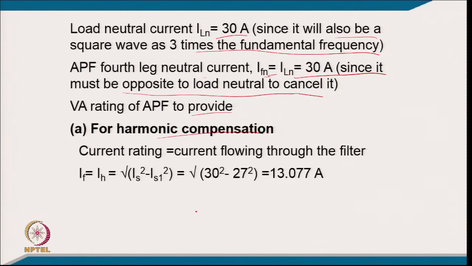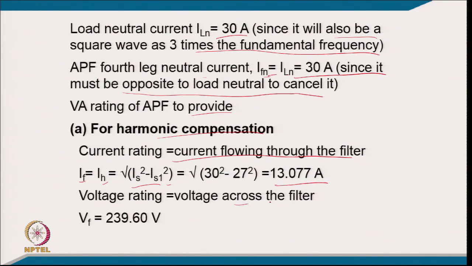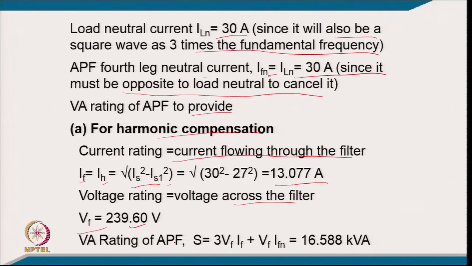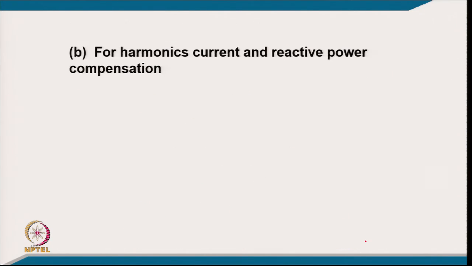The VA rating of the active power filter for harmonic compensation: the current rating will be IF equal to square root of IS square minus IS1 square. Putting the values, it comes to 13.077 ampere, and the voltage rating is VF equal to 239.6 volt. The VA rating will be 3 VF IF plus VF IFN. After putting values, it comes to 16.558 kVA.